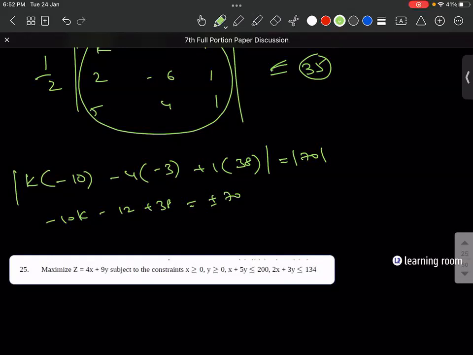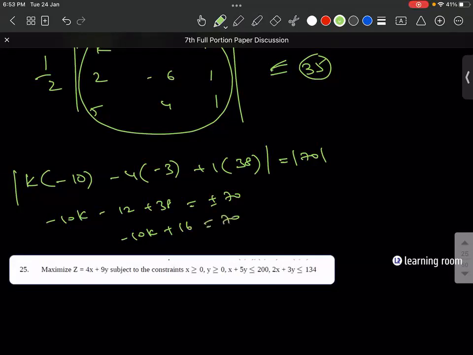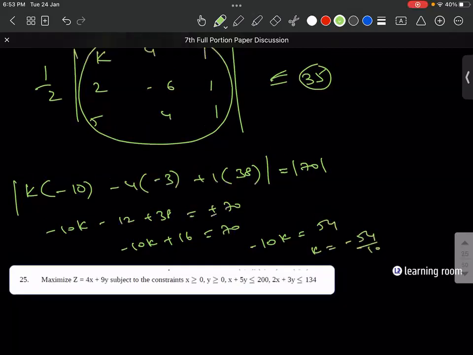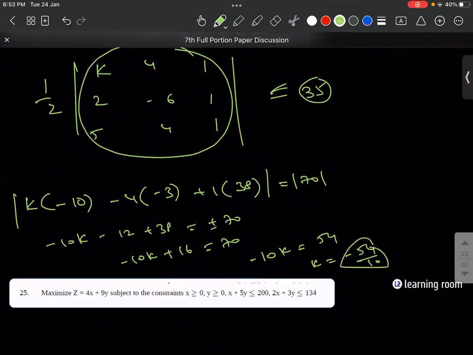Okay. So minus 10k plus 38 minus 12 is 16, is equal to 70. So minus 10k is equal to 70 minus 16, which is how much? 54. So k will be minus 54 by 10. But did they ask for any positive value? No. So that is one answer. Similarly, minus 10k plus 16 is equal to minus 70.